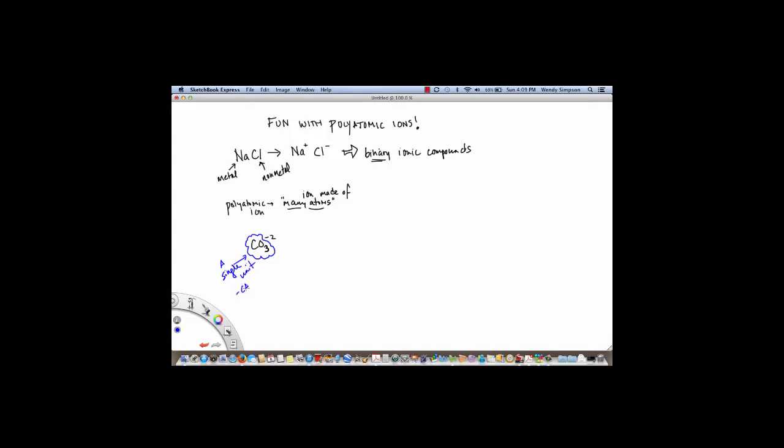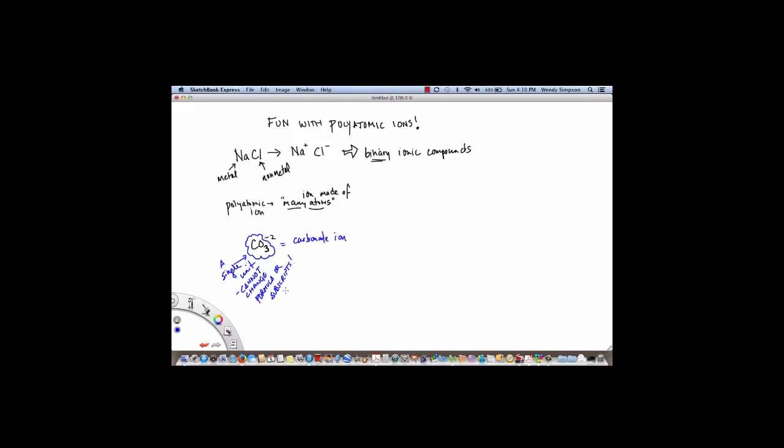You cannot change the formula or the subscripts in the polyatomic ion. It always stays the same. This is what we call the carbonate ion.